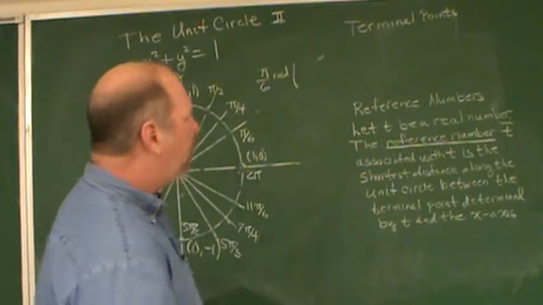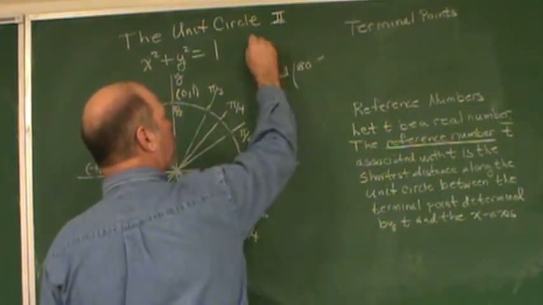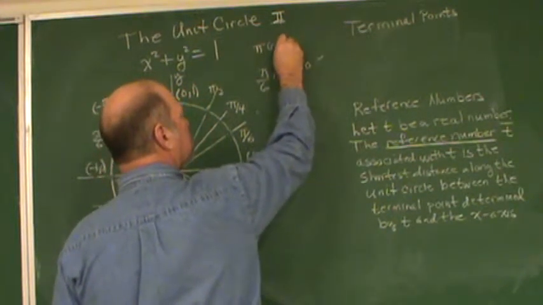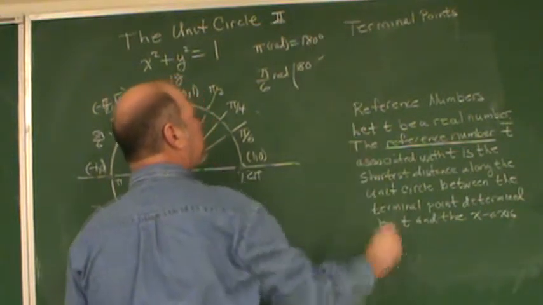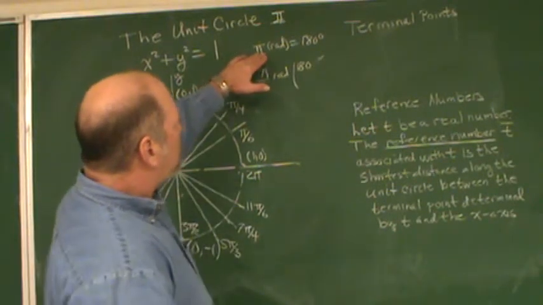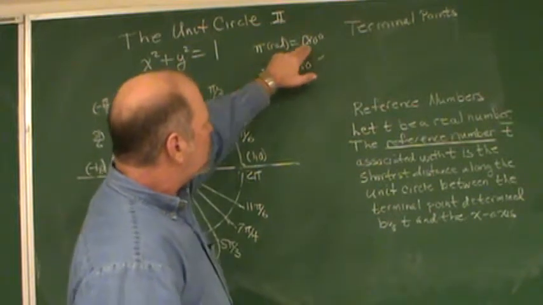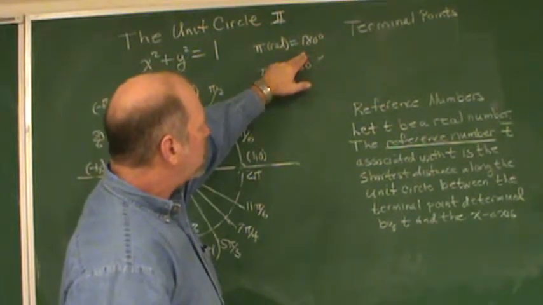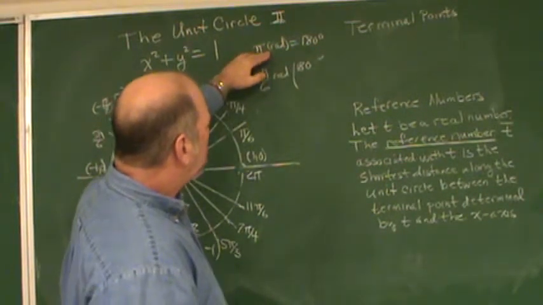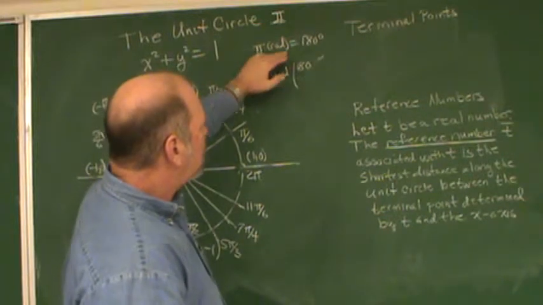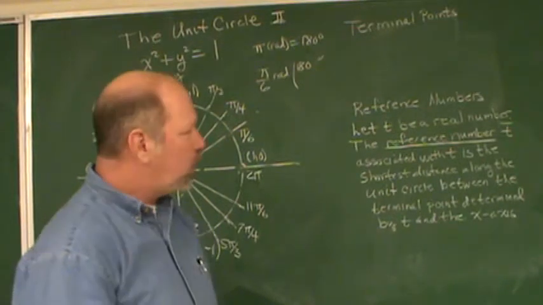If you have pi over 6 radians and you want to convert, what you do is you multiply by your conversion factor. We know that pi radians is equal to 180 degrees. You can turn that into a conversion factor. If I divide both sides of this equation by pi, I get 1 is equal to 180 degrees over pi radians. Or if I divide both sides by 180 degrees, I get pi radians over 180 degrees is equal to 1. And you can multiply anything you want by 1, you don't change its value a lick.